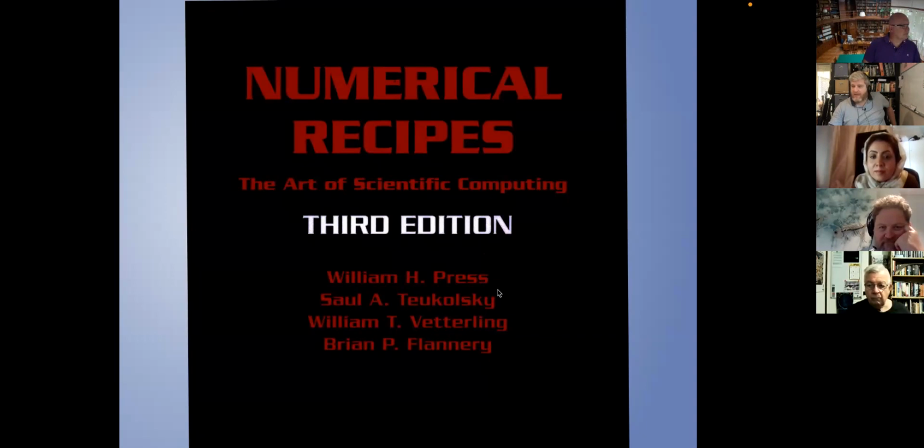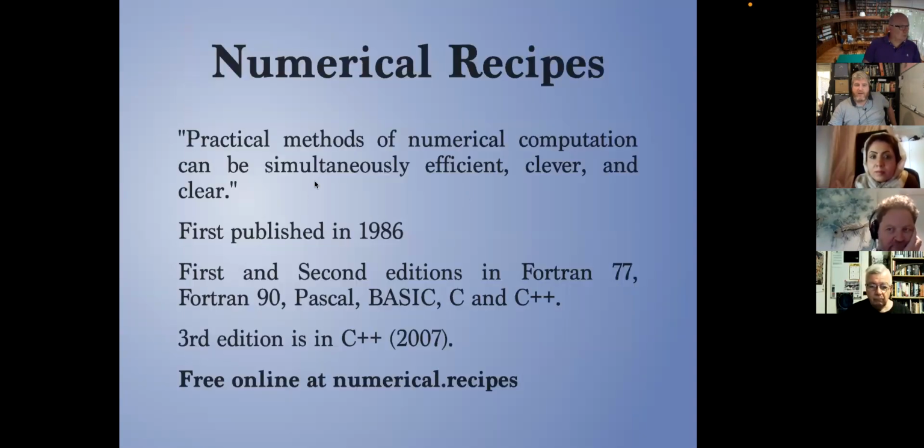As they explain their reasoning, note there are 4 authors here, what they wanted was to present practical methods of numerical computation, which can be simultaneously efficient, clever, and clear. Starting in the 80s, what they wanted was just a very straightforward presentation of various methods of dealing with numbers in a computer, various mathematical problems that you would try to solve with a computer. And what they wanted to present was numerical recipes, just a straightforward way of here's how to solve it, here's some code which will actually do it.